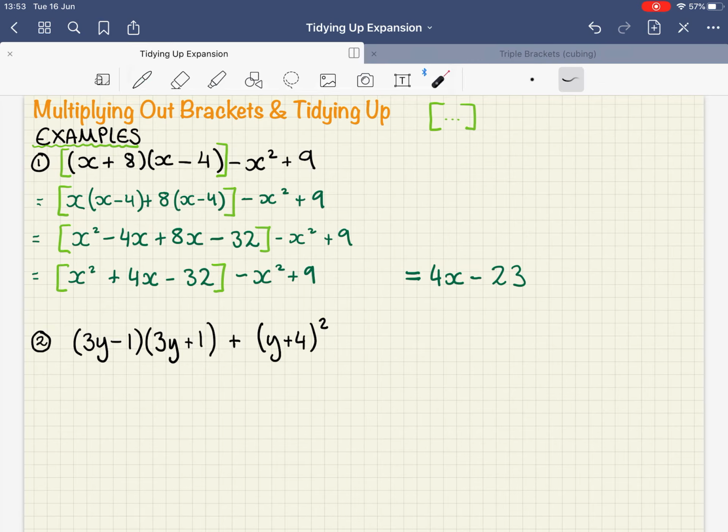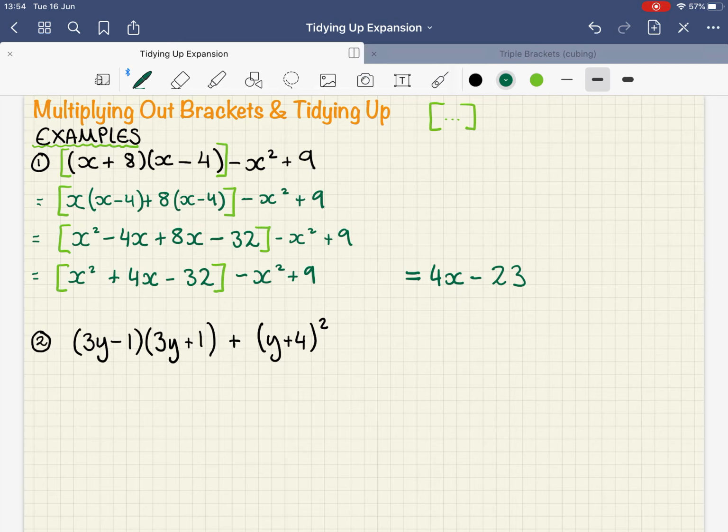So again, going back over that, x squared, take away x squared. That is going to give me nothing, so that goes. There's no other x's, so 4x just stays the same. Then negative 32, add 9, gives me that negative 23.